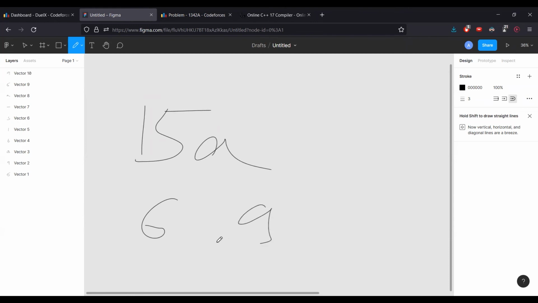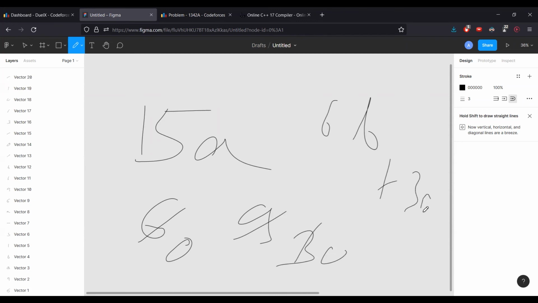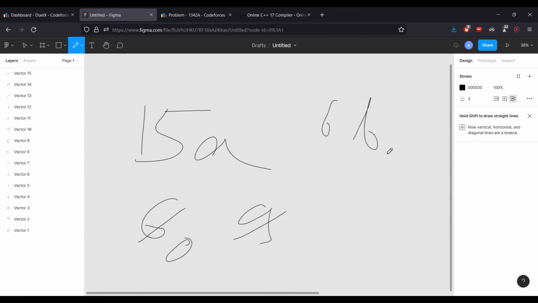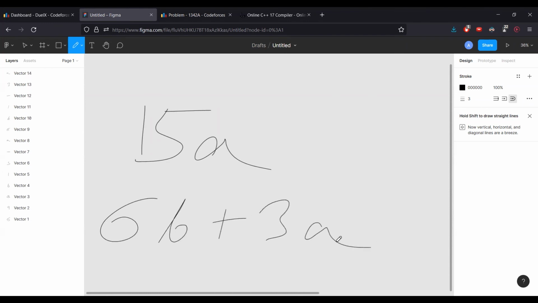For 6 and 9, we could do 6b. This would make the 6 zero, make that 3, and 3a to make this 0. So plus 3a. 6b plus 3a. Right. So another one was 6b plus 3a. Okay. So first we'll calculate this 15a.